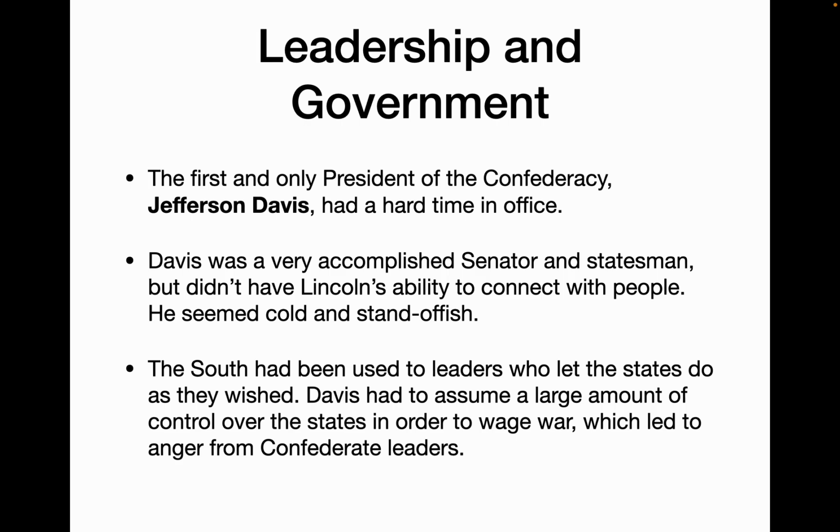The South had been used to leaders who let the states do what they wanted. I mean, that's partially why the Civil War happened, they were looking for more states' rights. But Davis came to the conclusion relatively quickly that if he wanted to win this war, he was going to need some very strong national rights. He was going to need to create a strong national government, which is, of course, ironic, considering that's the very thing that he was trying to get away from along with the rest of the Confederacy.